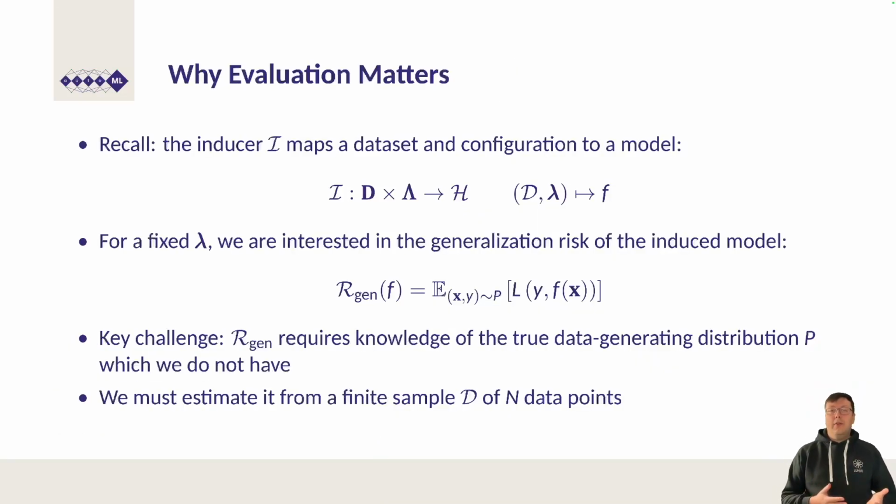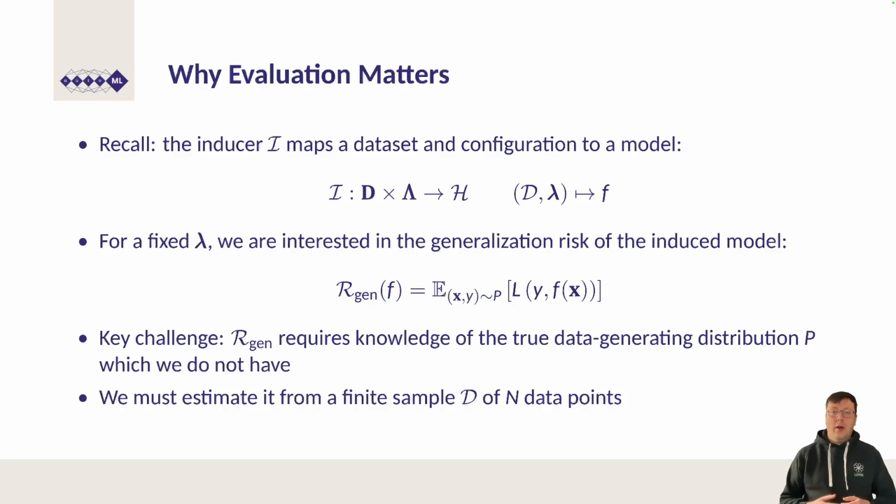Let us start by grounding the discussion in the notation we introduced in the first module of this course. Recall that the inducer I maps a dataset D and a configuration lambda to a model F. What we care about now is not how well this model F performs on the data it was trained on. What we actually care about is the generalization risk, the expected loss on new unseen data drawn from the same distribution P that generated our training data in the first place. We write this as Rgen of F, this expectation of the loss over all possible data points under P.